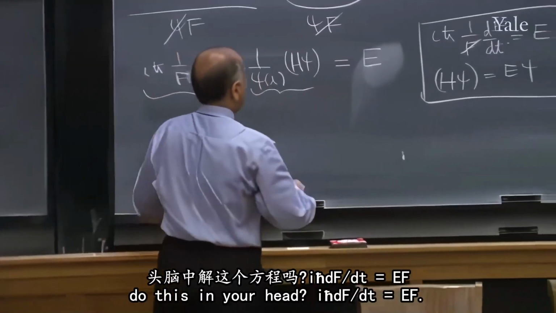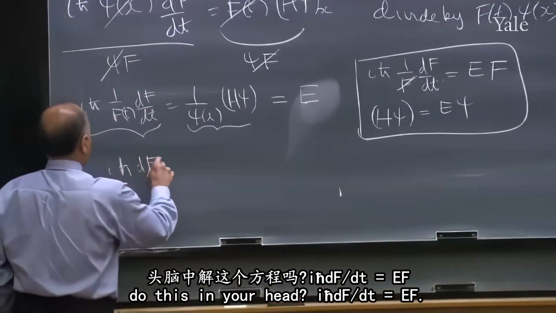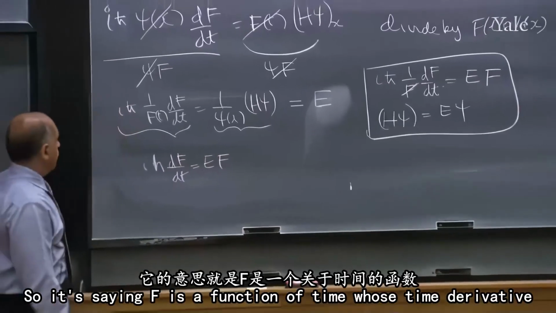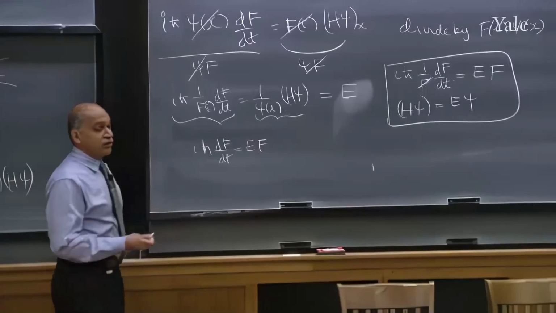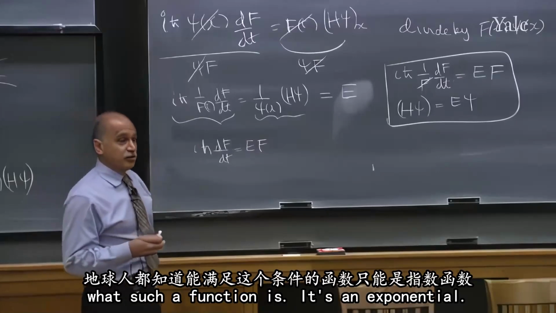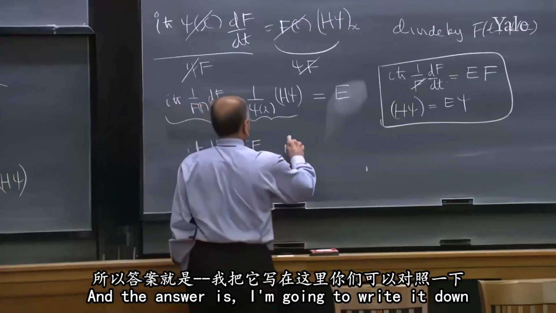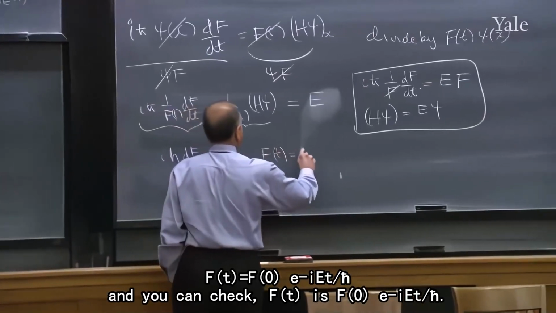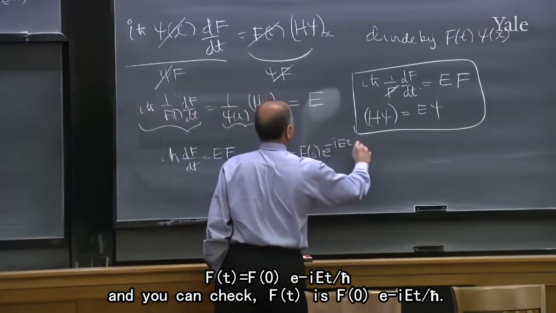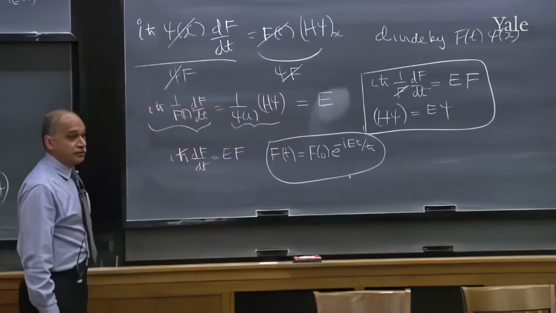Now, can you guys do this in your head? iħ df/dt equal to E times f. So it's saying f is a function of time whose time derivative is the function itself. Everybody knows what such a function is. It's an exponential. And the answer is, I'm going to write it down and you can check. f of t is f of 0 e to the minus iEt over ħ. If you want, now take the derivative and check.